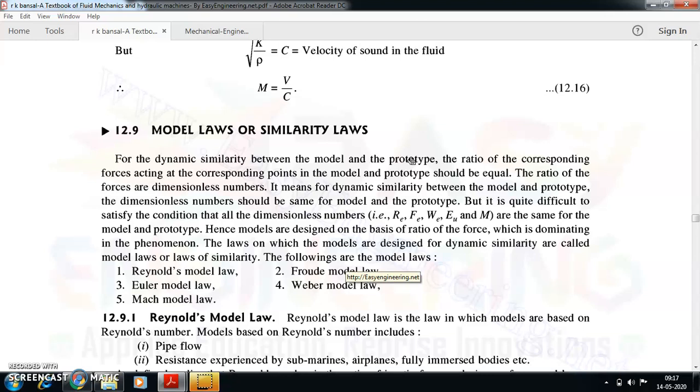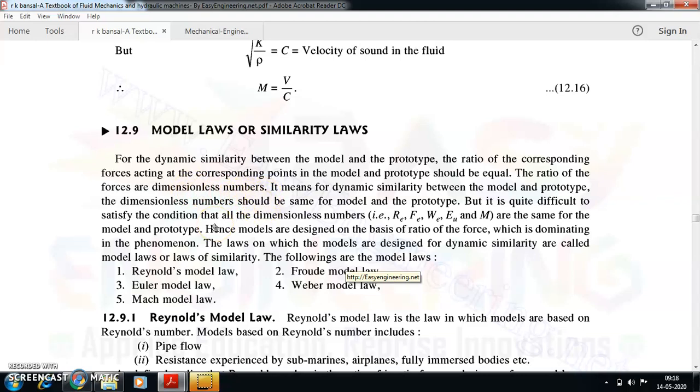Now, when I consider dynamic similarity, which is one of the types of similarity which we have mentioned, between the model and the prototype, the ratio of the corresponding different types of forces acting on the fluid in the prototype should be equivalent to that in the model, right? That's what similarity with respect to dynamics deals with. The ratios of forces are actually the dimensionless numbers, right?